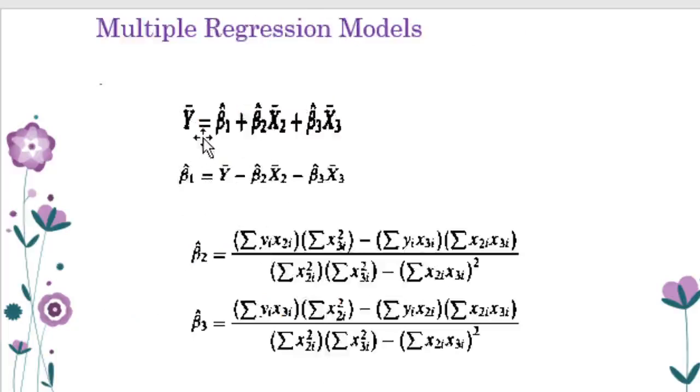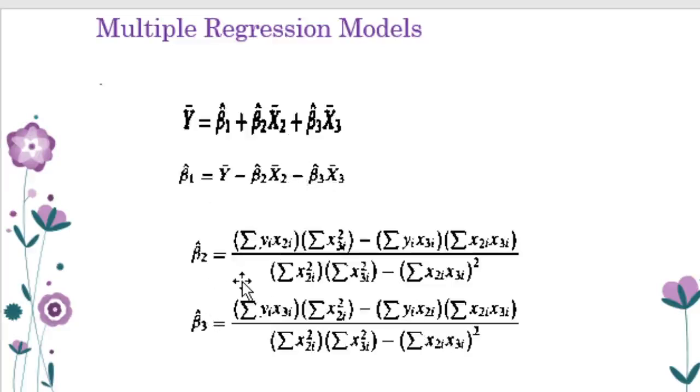From this, beta 1 cap equals y bar minus beta 2 cap x bar. Earlier we derived beta 1 cap in the two variable regression model, also as beta 1 cap equals y bar minus beta 2 cap x bar. Here, beta 1 cap equals y bar minus beta 2 cap x2 bar minus beta 3 cap x3 bar. This is the equation, from which we can derive the value of beta 1 cap directly.